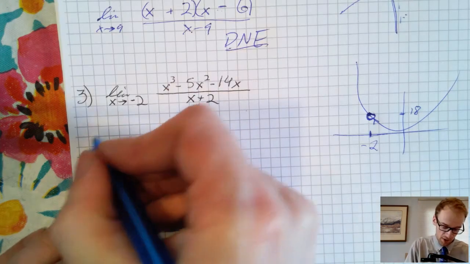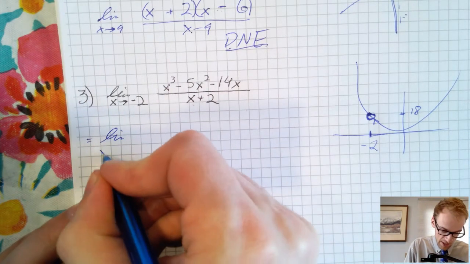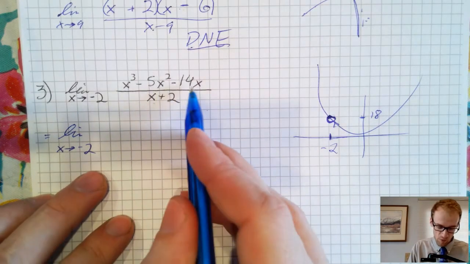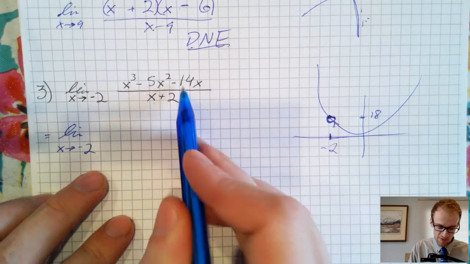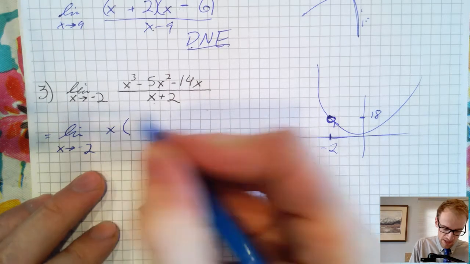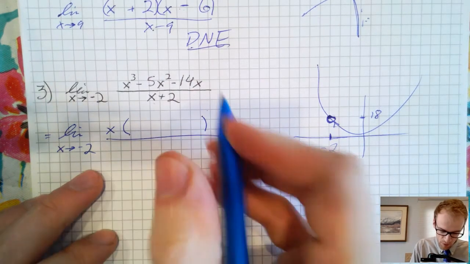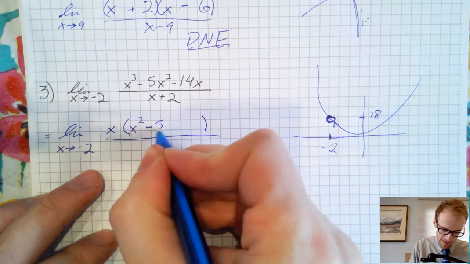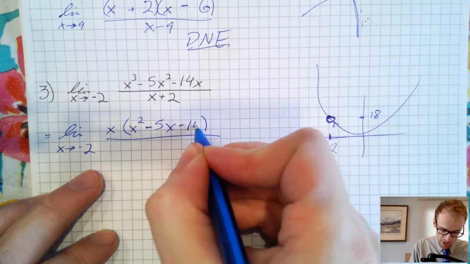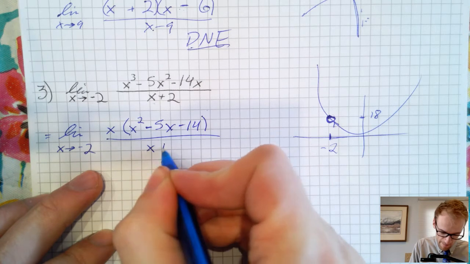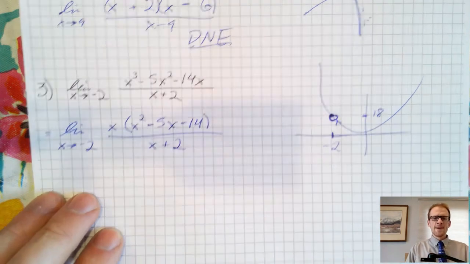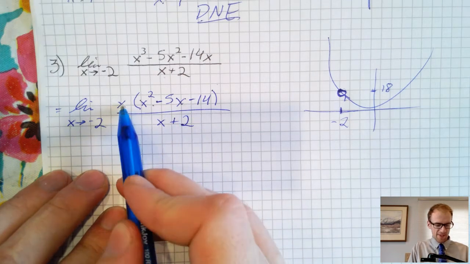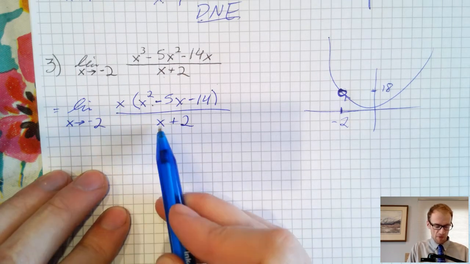So let's go to work. This is going to be the limit as x approaches -2 of, let's see here, what can we factor out of my numerator? Well, I can factor an x out, and what would be left here? I'd have an x squared, here I'd have a minus 5x, and here I'd have a minus 14, over x plus 2. Now I've got a nice quadratic here. Notice that factor won't cancel with x plus 2, but that's okay.